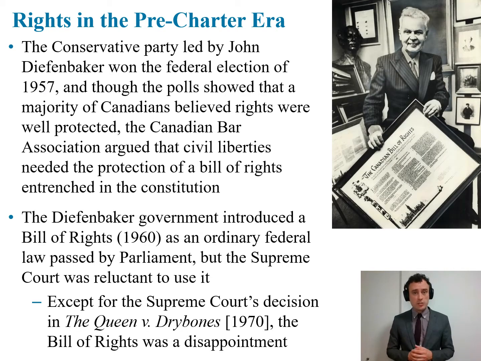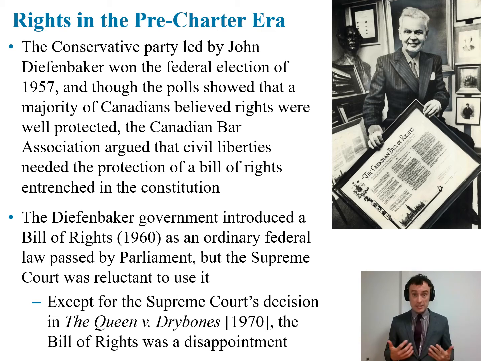Before the shift to constitutional supremacy was made final, there were some early efforts that were unsuccessful to try to move in that direction. Most notable among these is the 1960 Canadian Bill of Rights. This was the idea of Prime Minister John Diefenbaker, whose conservative government had won the election in 1957. And at that time, as discussed, public opinion, as it had always said, was that Canadian rights were pretty well protected, and protected well enough.